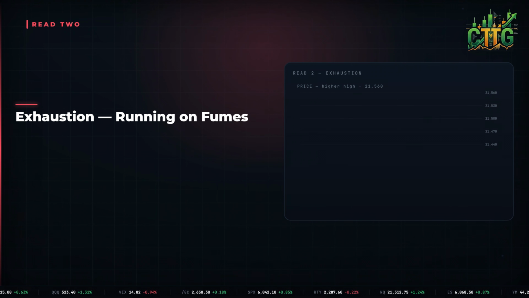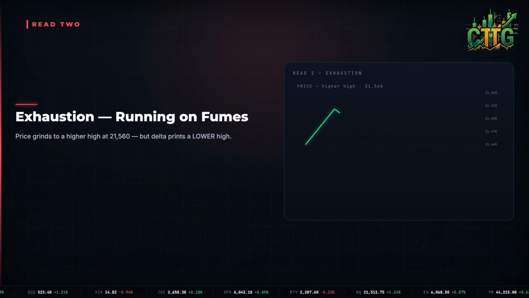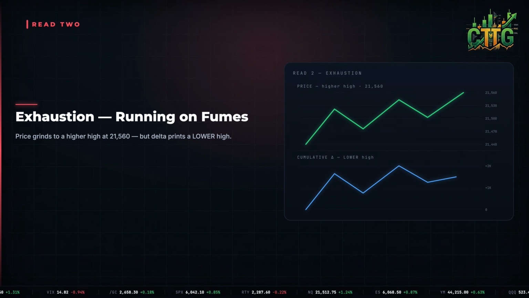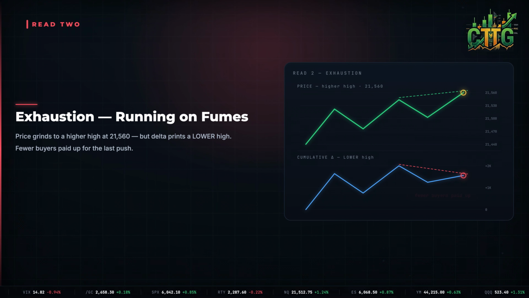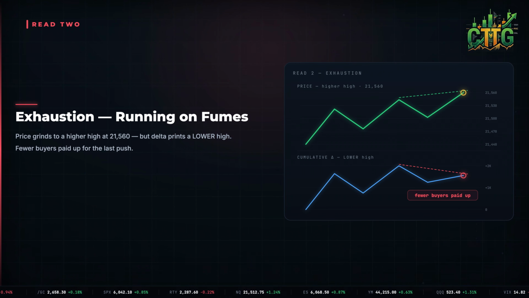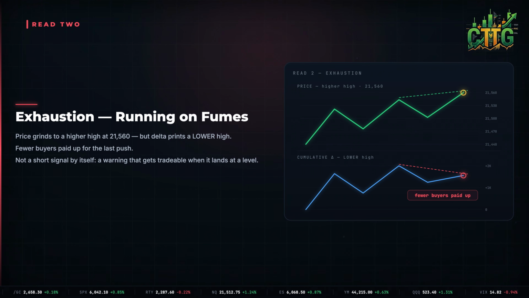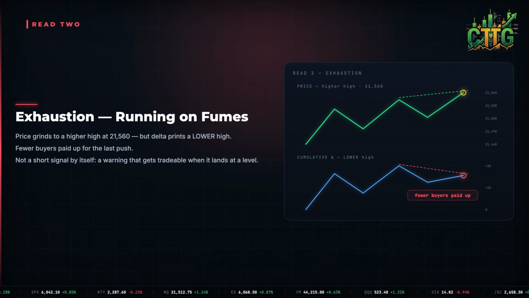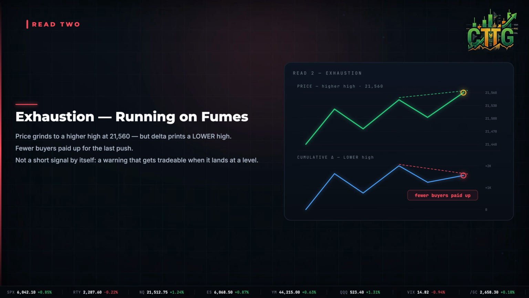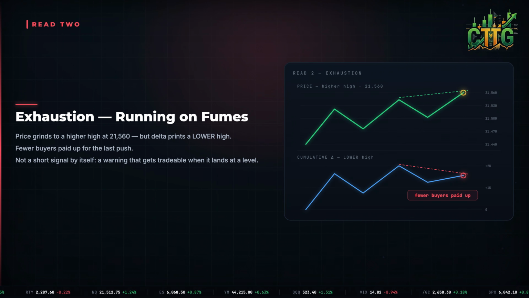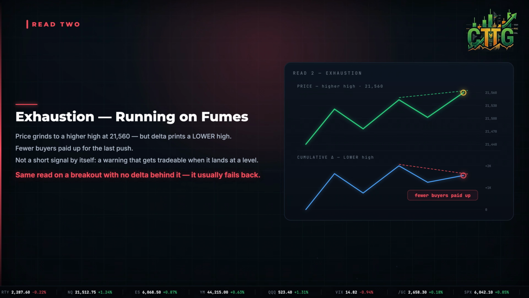Second read, exhaustion. Price grinds to a higher high, 21,560, but the delta line puts in a lower high. Fewer aggressive buyers paid up for that last push than the one before it. The move is running on fumes. That's not a short signal by itself. It's a warning. The fuel gauge is dropping while the car is still moving. But when that weak higher high lands at a level, a band, an old value area, yesterday's high, now you have something to build a trade on.